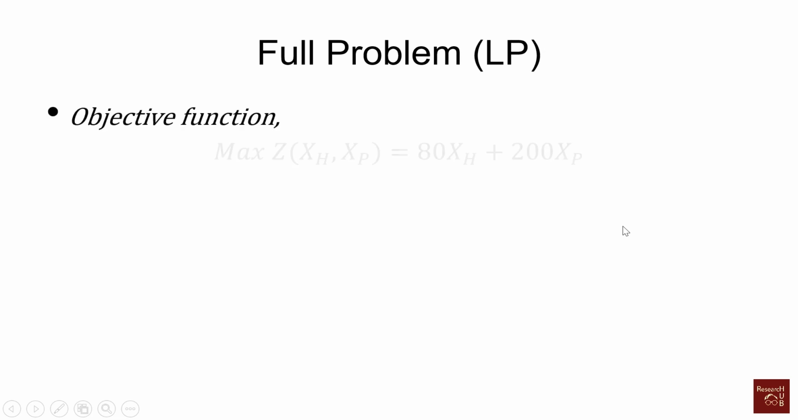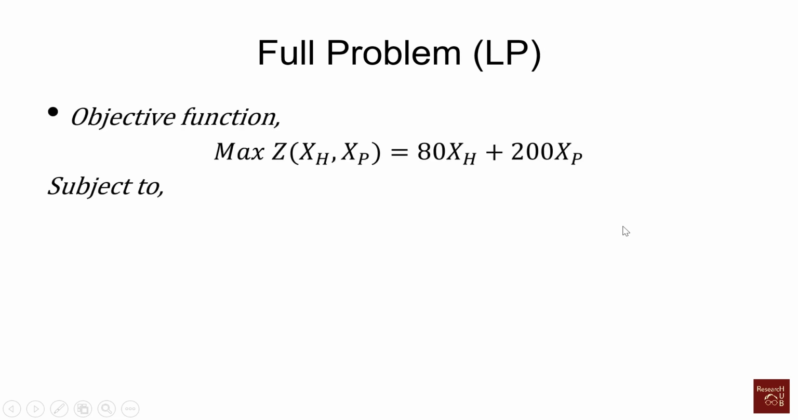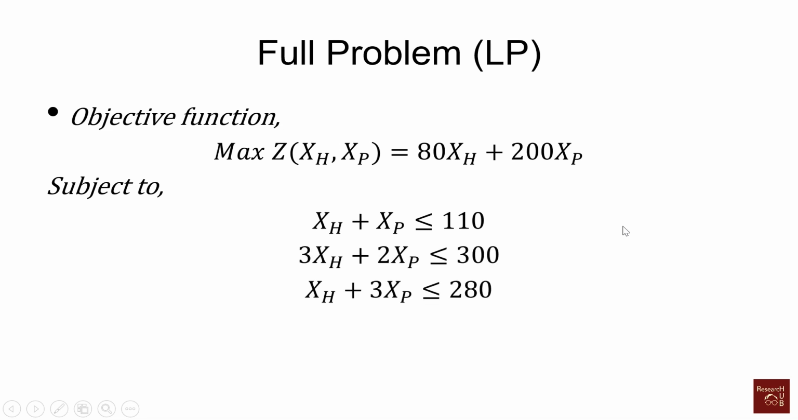So the full problem looks like this: the objective function, subject to these three constraints and one other constraint that the variables have to be positive numbers.